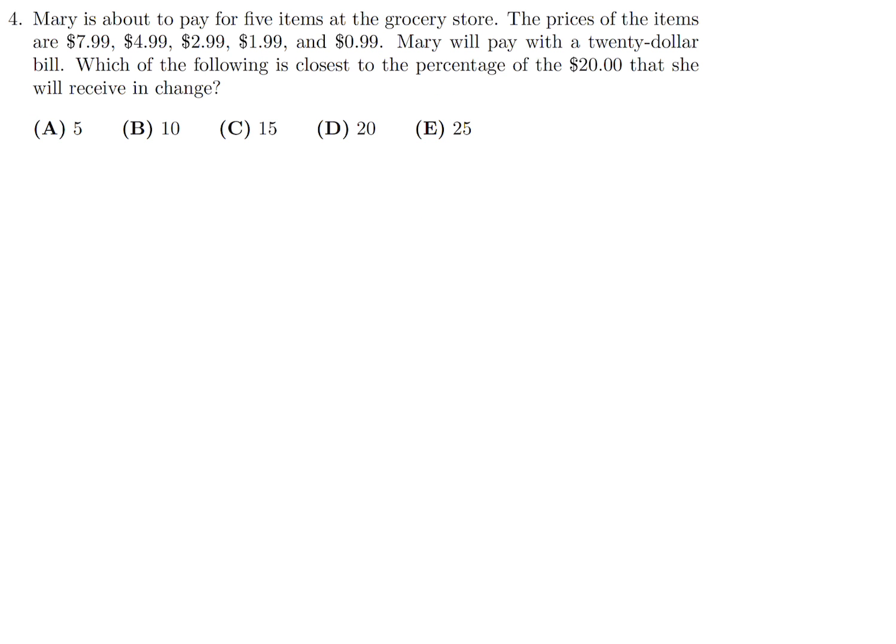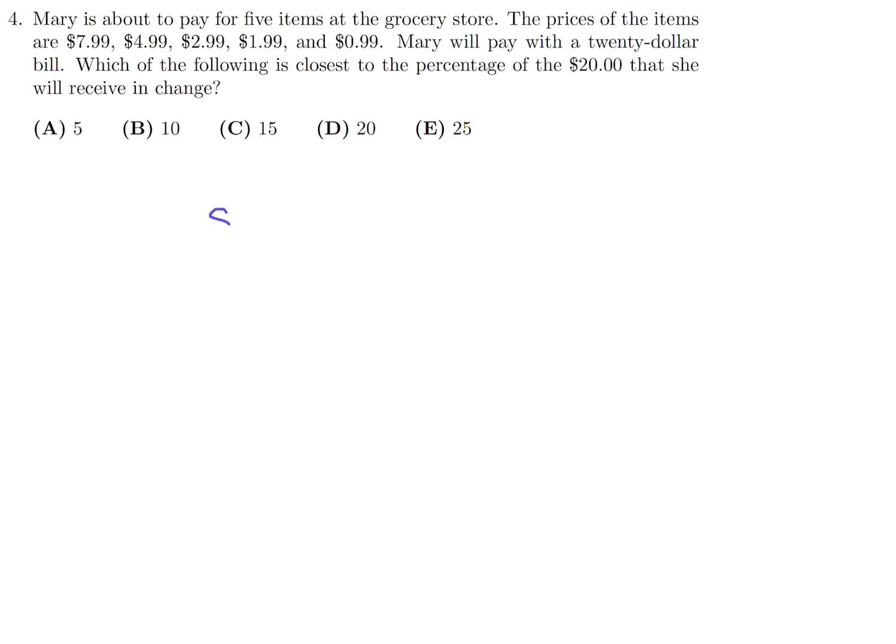Mary is about to pay for 5 items at the grocery store. The prices of the items are $7.99, $4.99, $2.99, $1.99, and $0.99. Mary will pay with a $20 bill. Which of the following is closest to the percentage of the $20 that she will receive in change?